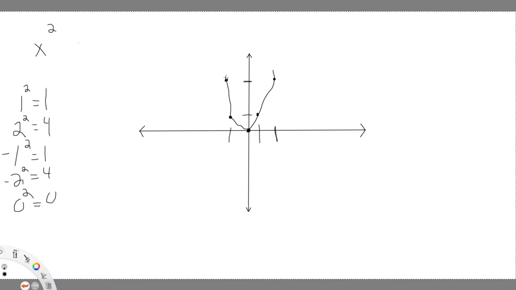They say that you should draw it as precisely as possible as a smooth curve, but I honestly don't really know what a smooth curve is. But anyways, this is a parabola. Now, that's how you graph that function.